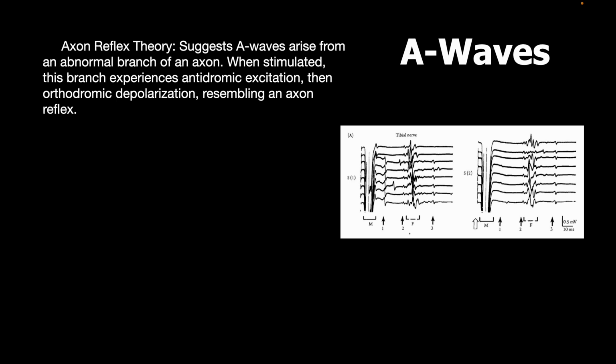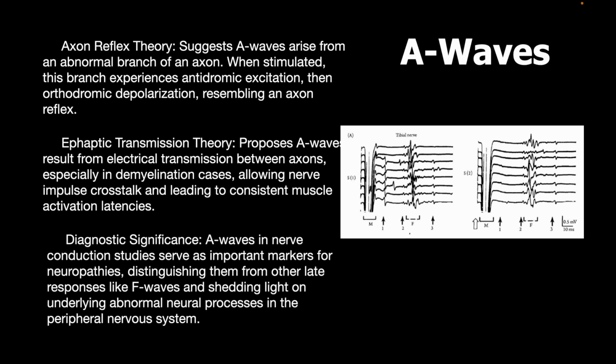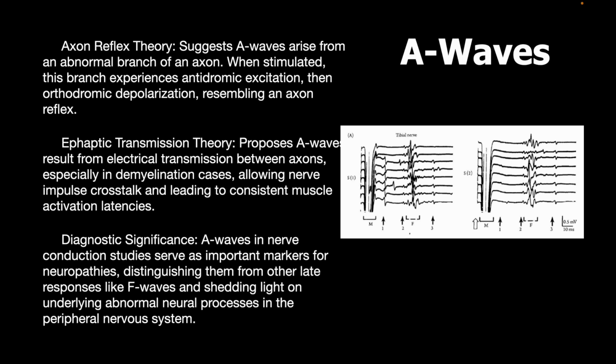Now, A waves arise from abnormal branches of the axon. When stimulated, this branch experiences antidromic excitation, then an orthodromic depolarization, resembling an axon reflex. The proposed A waves result from electrical transmission between axons, especially in demyelination cases, allowing nerve impulse crosstalk, leading to consistent muscle activation latencies. The A wave in the nerve conduction study serves as an important marker for neuropathies, distinguishing them from other late responses like the F wave, shedding light on the underlying abnormal neural process in the peripheral nervous system.